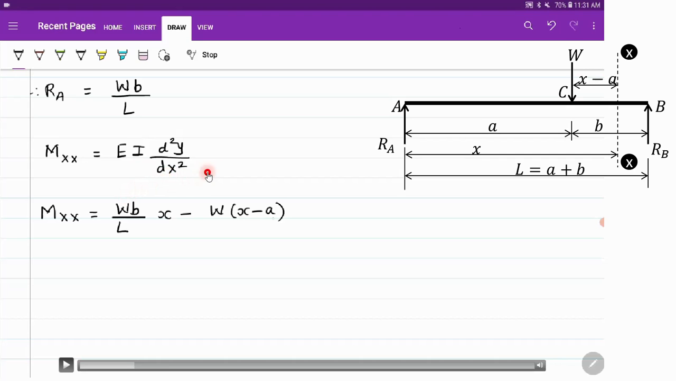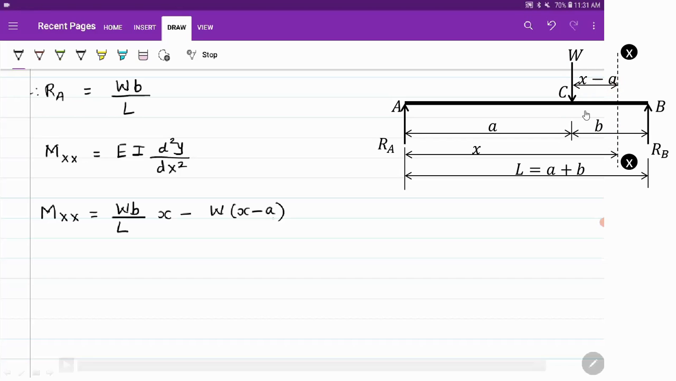Now we'll take moment about section XX. Consider all the forces which are present on the left hand side of section XX. RA will produce clockwise moment about section XX, so it is RA into x. Value of RA is Wb by L, so Wb by L into x. W will produce anti-clockwise moment about section XX, so it is W into (x minus a).